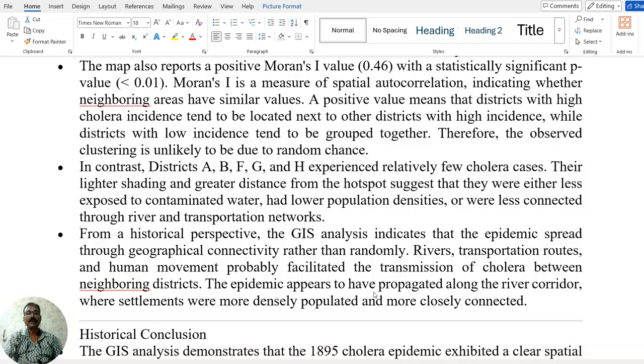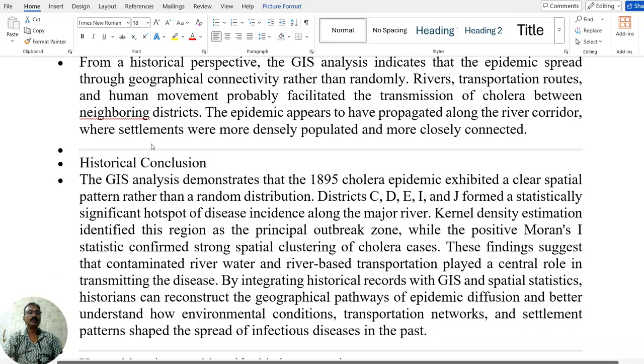The epidemic appears to have propagated along the river corridor, where the settlements are more densely populated and more closely connected. The historical conclusion: the GIS analysis demonstrates that the 1895 cholera epidemic exhibited a clear spatial pattern rather than a random distribution. Districts C, D, E, I, and J formed a statistically significant hotspot of disease incidence along the major river. Kernel density estimation identifies this region as the principal outbreak zone, while the positive Moran's I statistic confirmed strong spatial clustering of cholera cases.